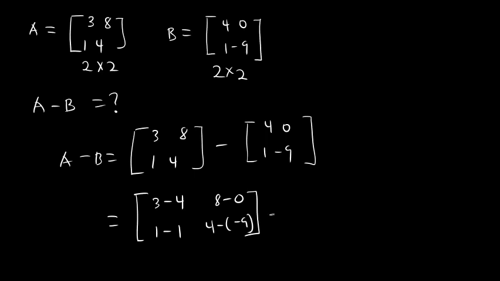So let's simplify this. 3 minus 4 gives us minus 1, 8 minus 0 gives us 8, and then 1 minus 1 gives us 0. 4 minus 9 will give us what? 13. So this is what we have now.